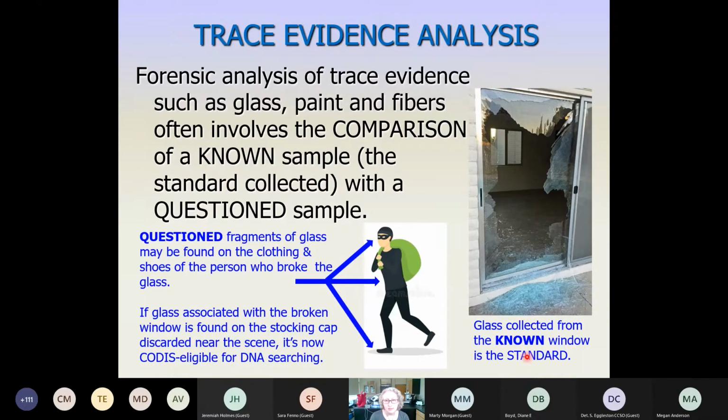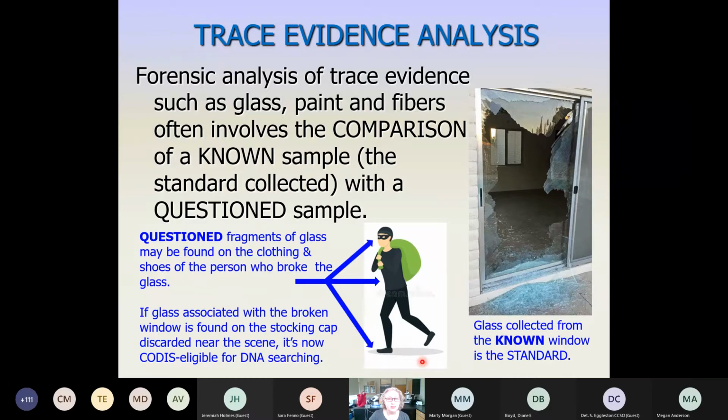Just in this photograph here, imagine you go to a scene and there's a large patio door broken through. You know that the glass below that broken pane came from that window. That's a safe assumption. So you would collect a standard from this sample to be your known window glass. And in fact, looking at this photograph, you can tell this is a double paned window, which does probably add some complications that we would need to discuss with you, but this is going to be your known.